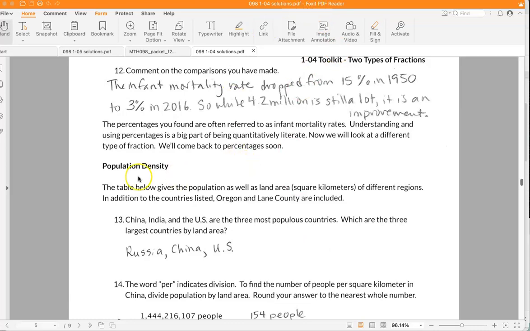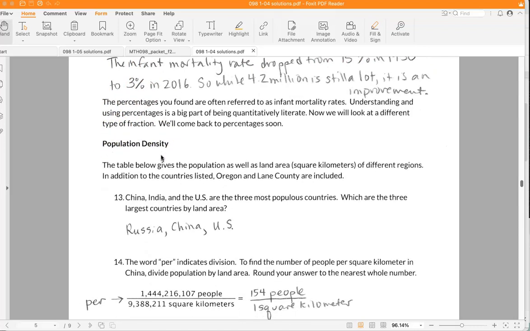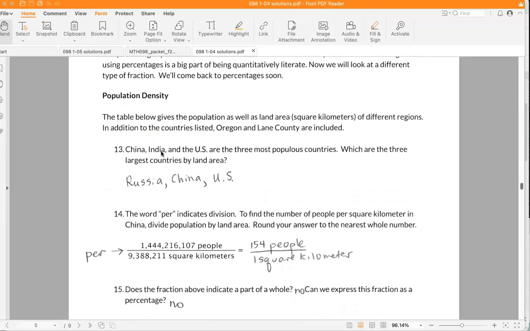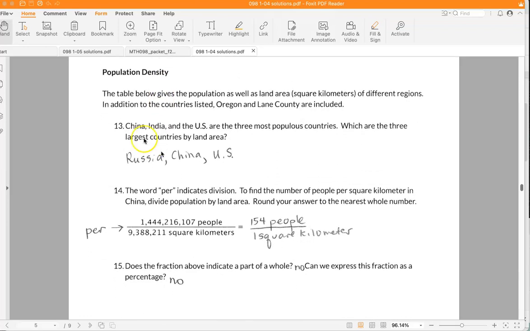Population density. This is going to be a totally different type of fraction. So that's when I said two types of fraction. The first one is part over whole, and this is going to be a different type of fraction. So let's find out what this type of fraction is.